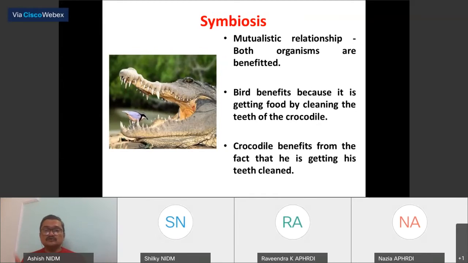But at the same time, the crocodile benefits from the fact that it is getting its teeth cleaned. So this coexistential nature is something Mother Earth has provided to all the species, and we should abide by that. We should respect that.